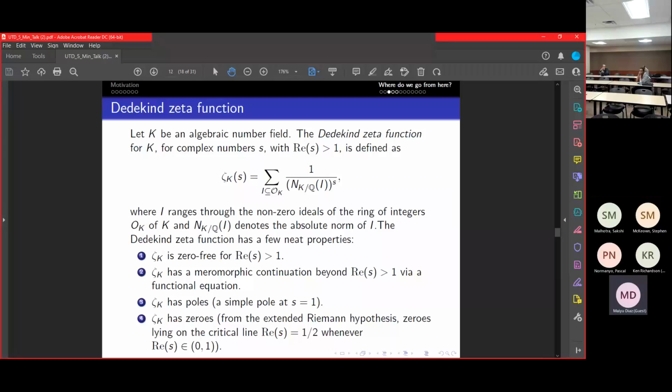It's zero free over the half plane, has a meromorphic continuation beyond the half plane, has a simple pole at s equal to 1, and has some zeros. But instead of the Riemann hypothesis, we have something that's called the extended Riemann hypothesis, but the concept is the same, that they lie more or less on the critical line.